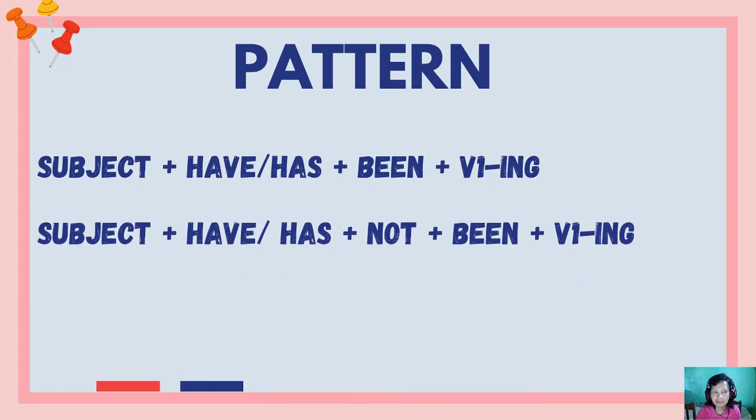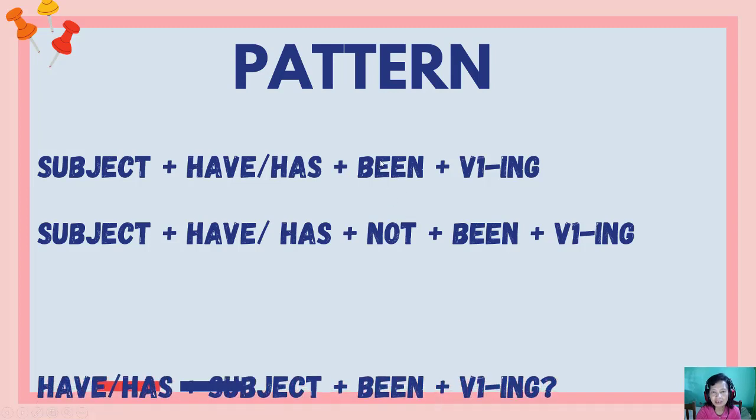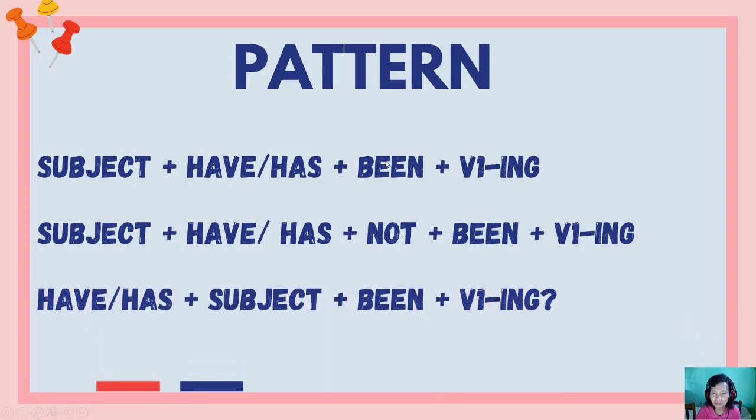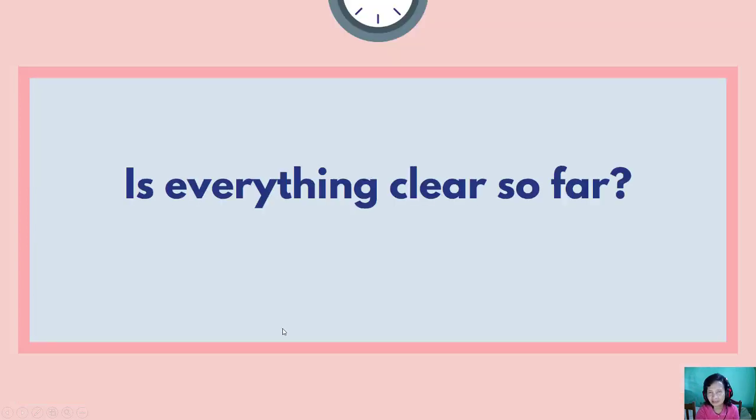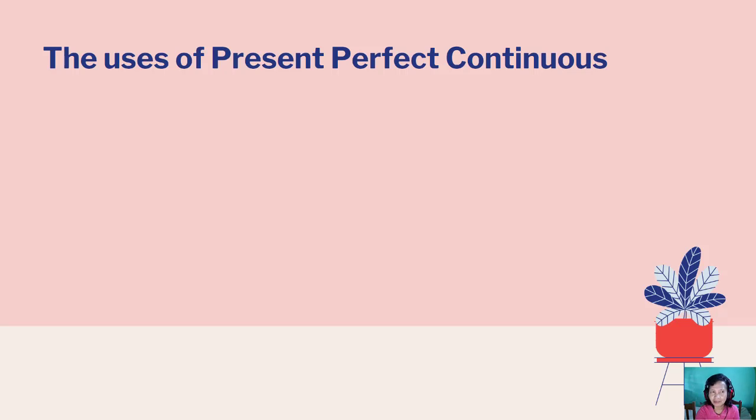Almost the same. Subject, have/has, plus been, plus verb 1 -ing, so now we use the present participle, with the form of to be here in the past participle. And then for negative we have not here, and for question you just put have/has at the front of the subject: have/has plus subject plus been plus verb 1 -ing. I think it is clear enough. Let's go on to the uses of present perfect continuous.